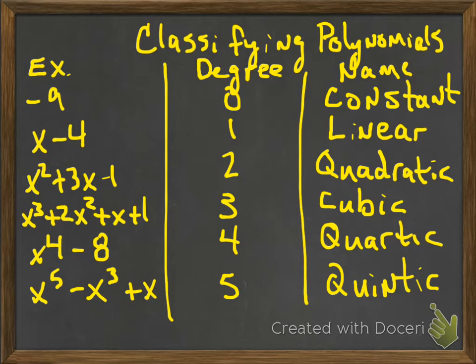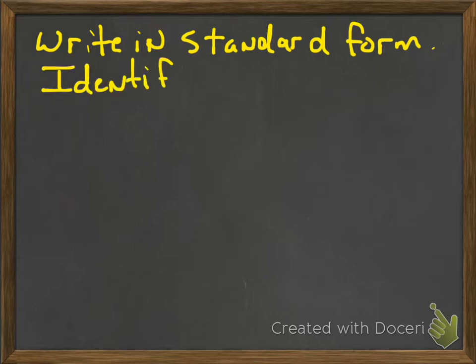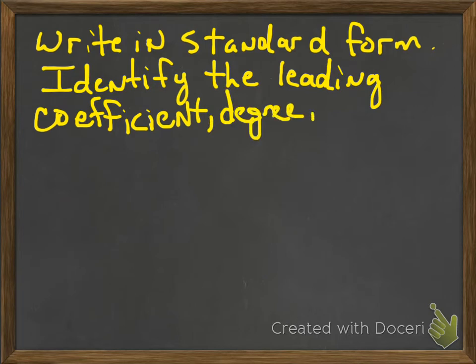All right. It takes longer to write the directions here than it is to work out the problem. What we're going to do is take an example and write it in standard form, which means just put it in order. Then you're going to identify the leading coefficient, the degree of the polynomial, the number of terms of the polynomial, and then based on the degree and terms, you will name the polynomial. You'll give me a specific name of what it is.